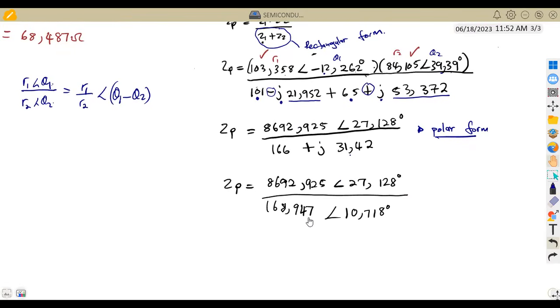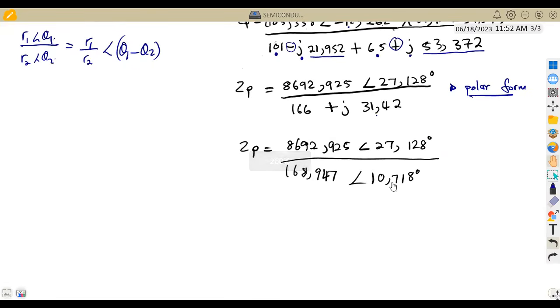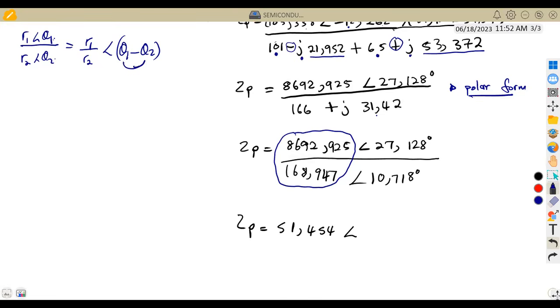So here, we are going to apply this concept since we are dividing. We divide our resultants together, this part. If we divide this part, our ZP is going to give us 51,454. Then for the angles, you subtract theta 1 minus theta 2.